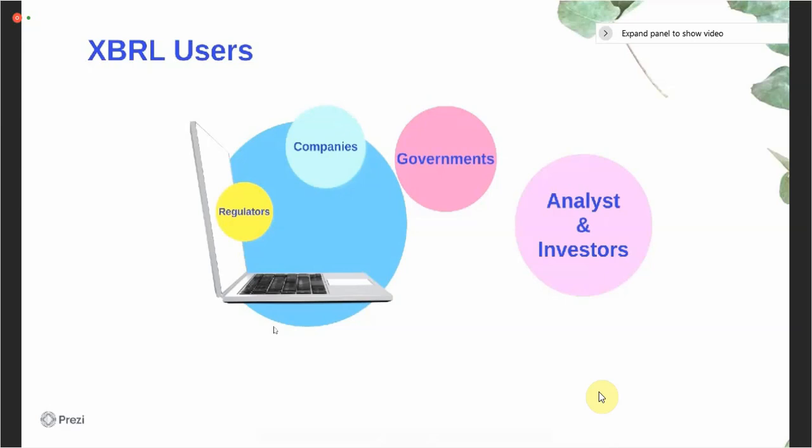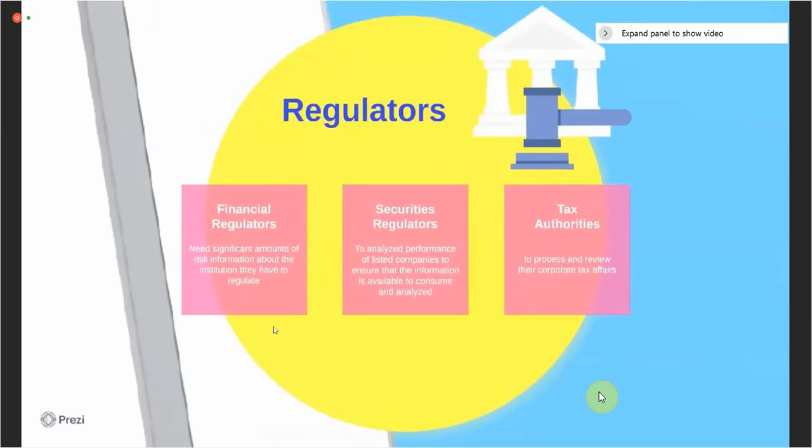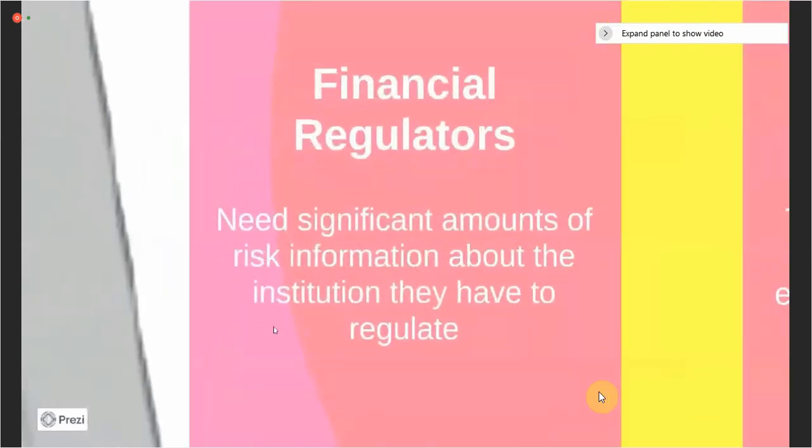Okay, first let's look into regulators. So what is a regulator? A regulator is a person or an organization that was assigned by a government to regulate an area of activity. For example, a financial regulator. Financial regulators use XBRL because they need a significant amount of risk information about the institutions they have to regulate.